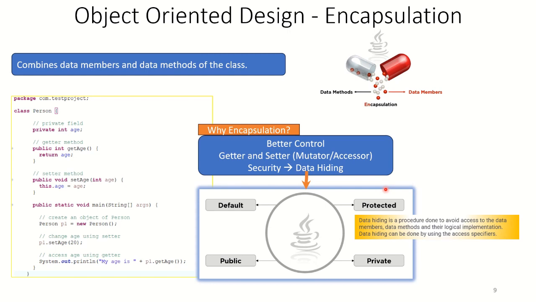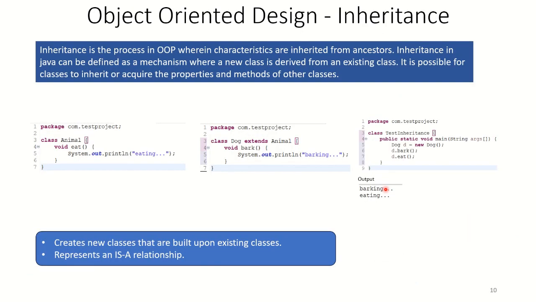Now next, we discuss another key property of object oriented programming, which is called inheritance. Inheritance is a process of object oriented programming by which characteristics are inherited from ancestors. In Java, we create a new class which is derived from an existing class or a base class. So inheritance ensures that we can successfully do code reuse.